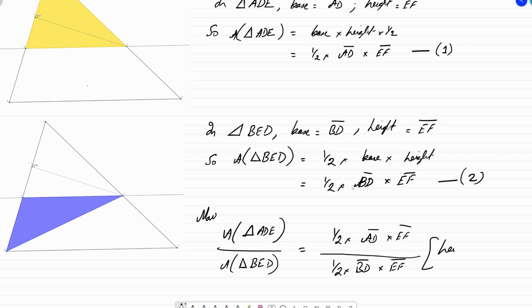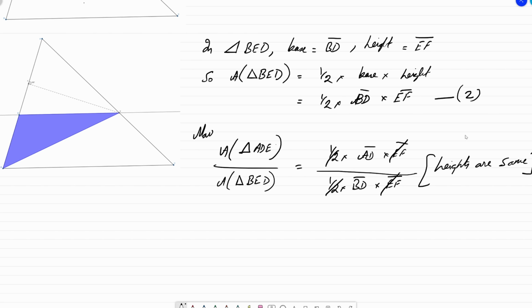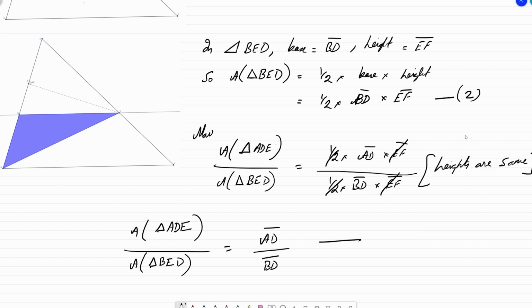Now the heights are same. Area of triangle ADE upon area of triangle BDE is equal to AD upon BD. This is an important finding between the two triangles.